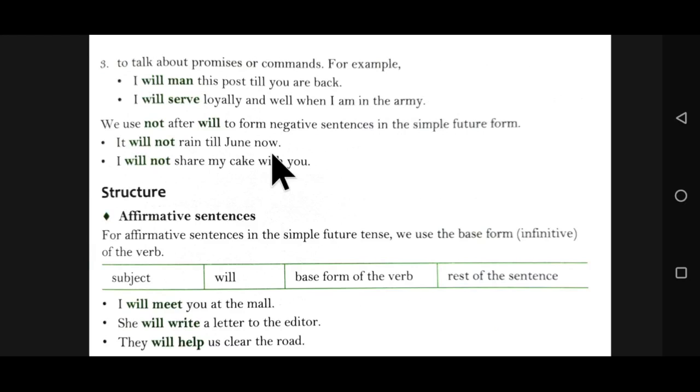Now let's try to see the structures of different types of sentences in simple future tense. The first type of sentence that we are going to study is the affirmative sentence. So the structure goes like this. First of all comes the subject, then will, then the base form of the verb, then the rest of the sentence. Example, she will write a letter to the editor. She is the subject. Will write, so after that comes will. After that comes the base form of the verb, that is write, then the rest of the sentence.